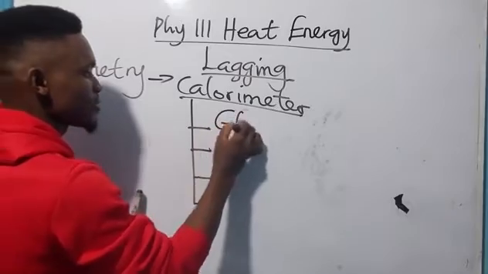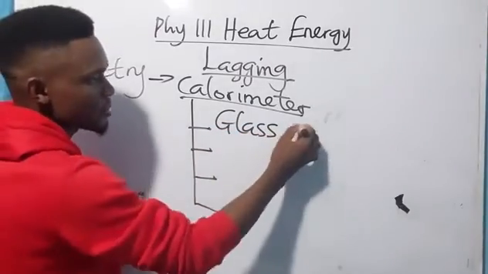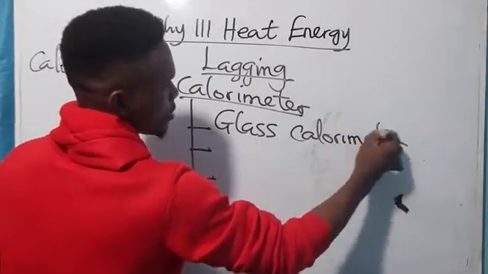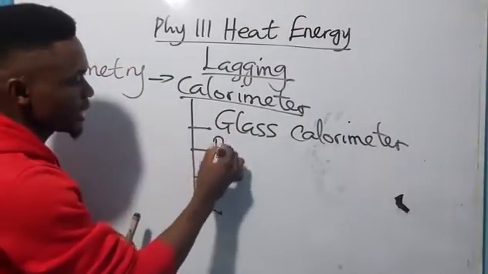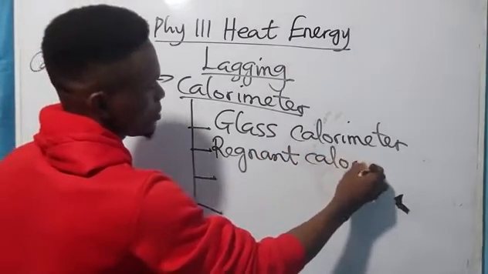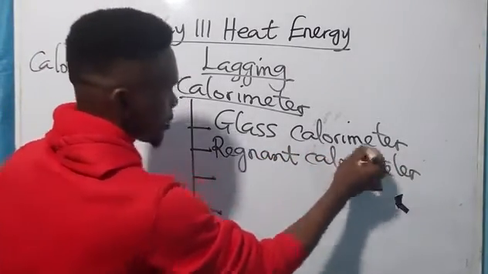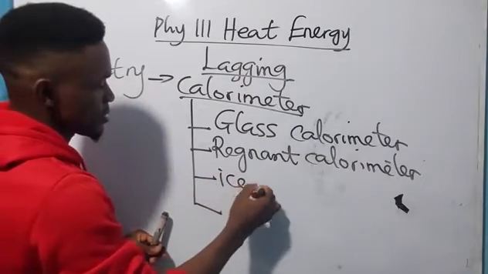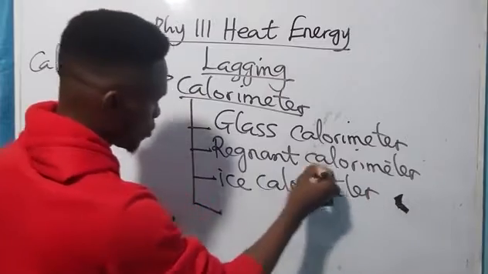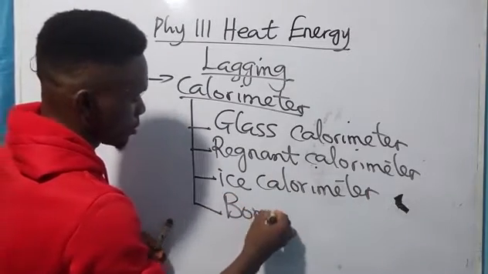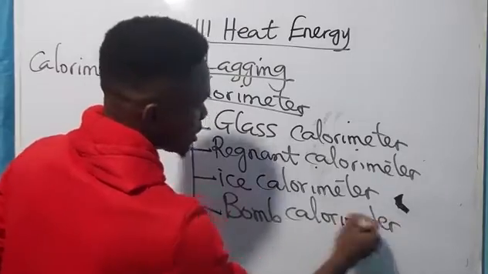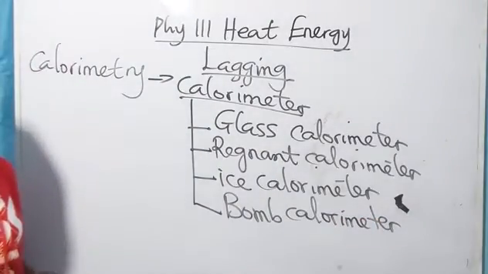We have the glass calorimeter, the Regnault calorimeter, the ice calorimeter, and the bomb calorimeter. So a calorimeter is used to measure the amount of heat lost.